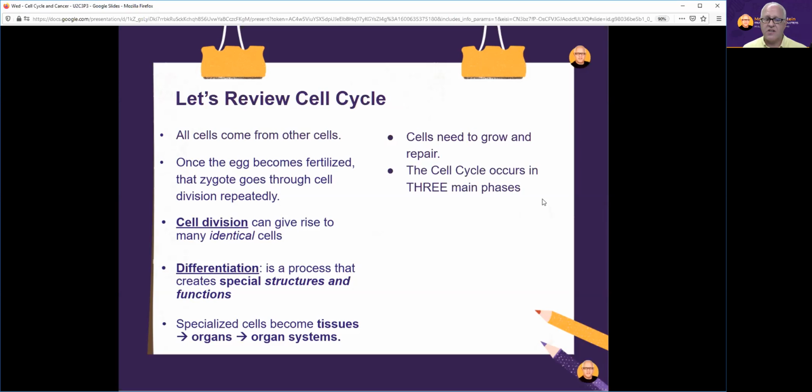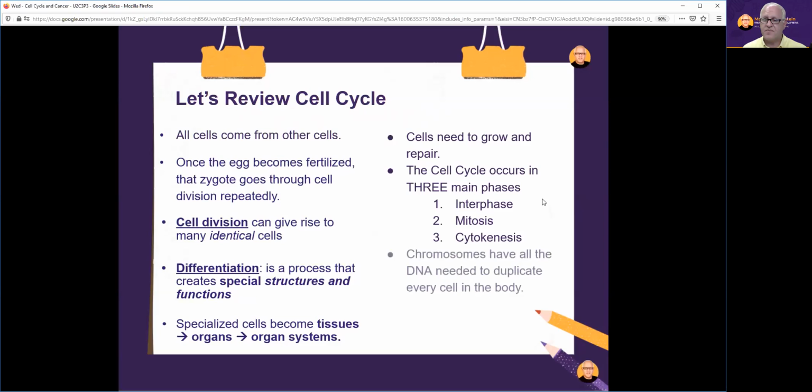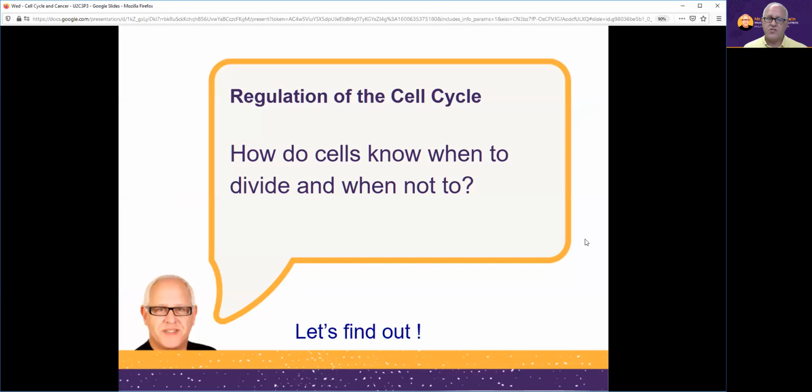The cell cycle occurs in those 3 main phases of interphase, mitosis, and cytokinesis. And the chromosomes have all the DNA they need to duplicate every cell in the body. So let's talk about how cells know when to divide and when not to. We call that regulation of the cell cycle. So let's find out.